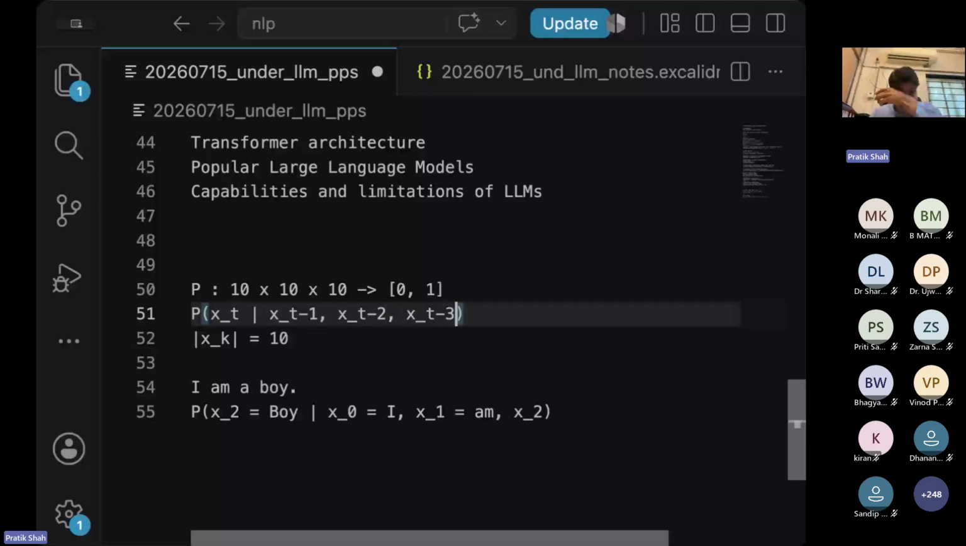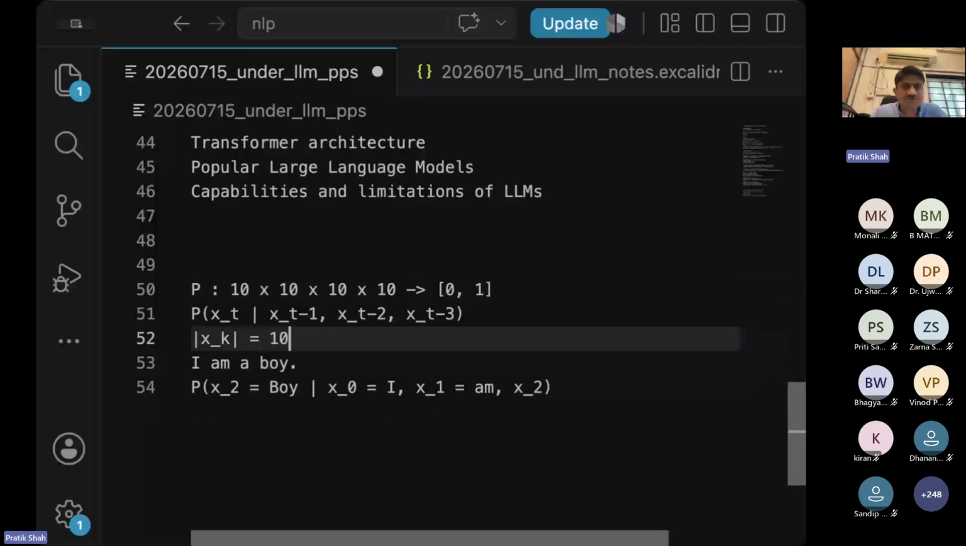Then this becomes, just for explanation of how this function will be used.